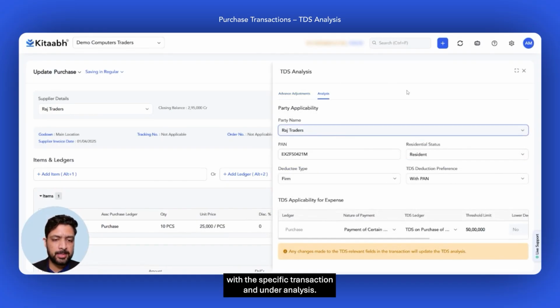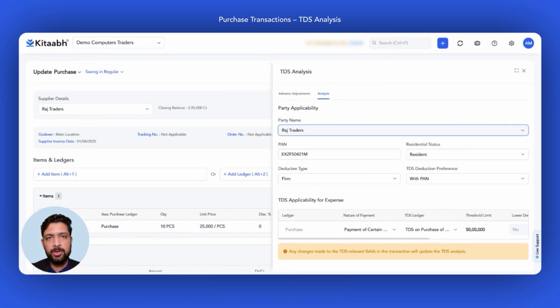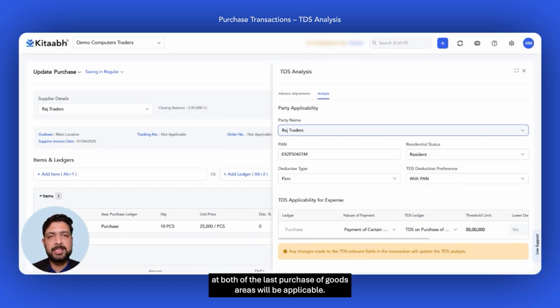And under analysis, you can notice the details of the vendor, like the party name, their PAN, their residential status, and the deductee type. So I have currently enabled TDS under section 194Q, where for any payments made to a vendor above 50 lakhs for purchase of goods, TDS will be applicable at the rate of 0.1% if the PAN is available, and at 5% if PAN is not available.